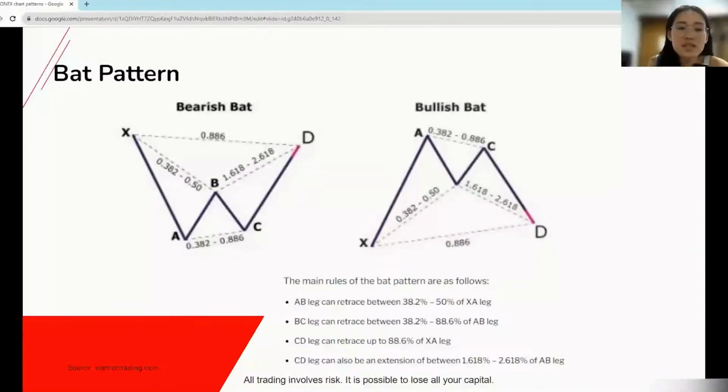Okay, it doesn't make sense now that you are just looking at the shape. It just looks like a bunch of numbers. But when you actually try using Fibonacci levels to distinguish the different patterns, it will make more sense then. Okay, and then for the bullish, of course, it's just the opposite of your bearish.